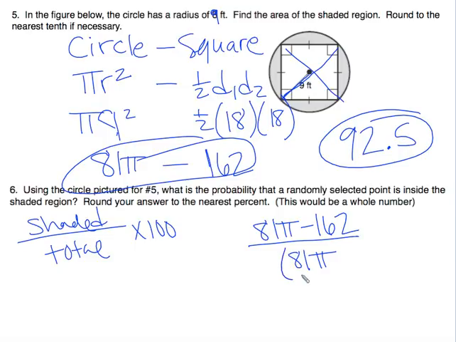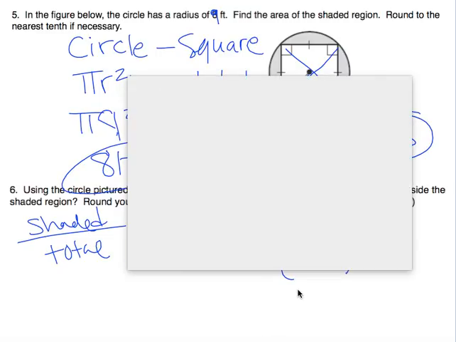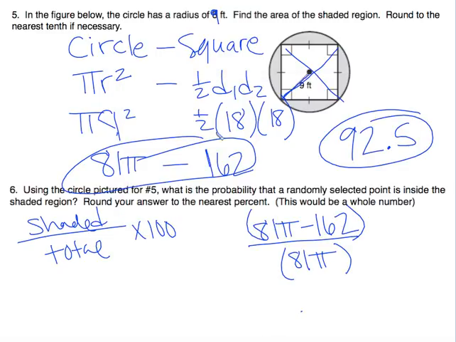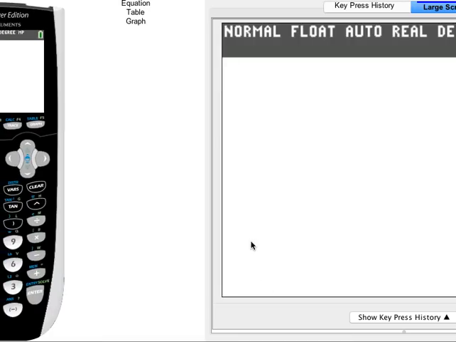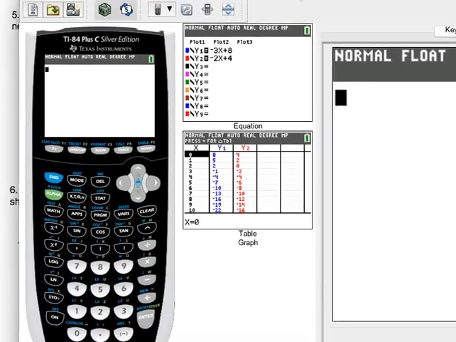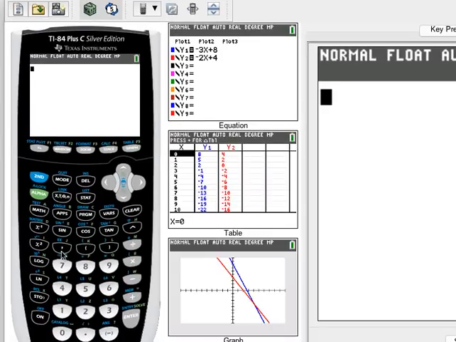Now, you're either going to need to put that in parentheses and this in parentheses, or do the alpha y equals. Let's see if my calculator's open. And then we'll do times 100. Okay, so if you have an older calculator, I would honestly just do it in separate steps. Like do 81 pi minus 162 and then hit divided by 81. Then I'd hit divided by pi.